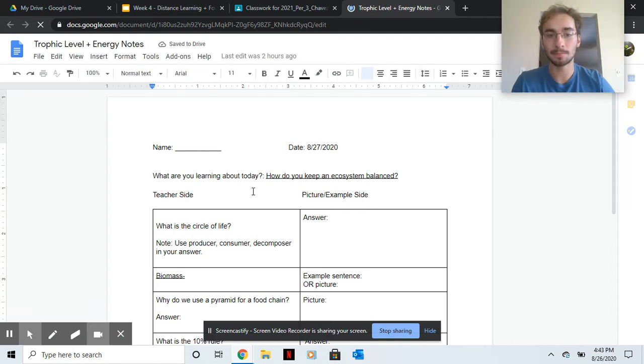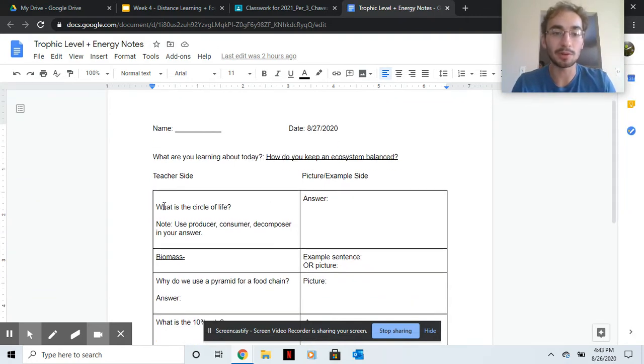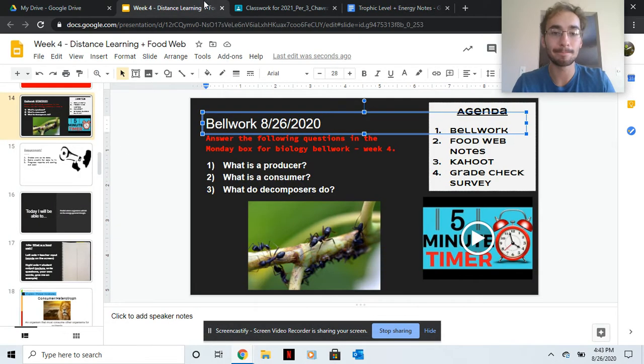And here's the structure. So you have your name, here's a title, how do you keep an ecosystem balanced? We're going to be going over that today. So the first thing, what is a circle of life? And then you'd be answering it over here.